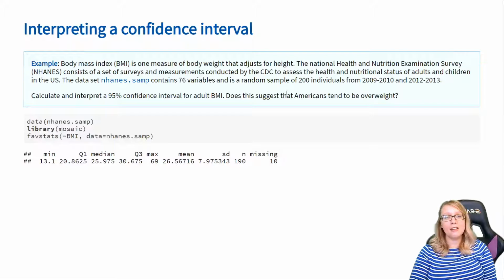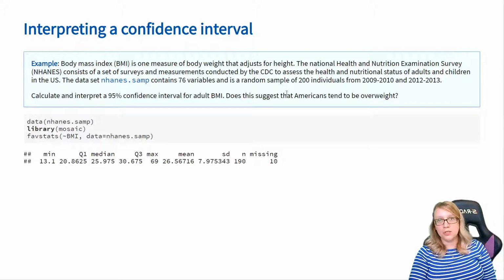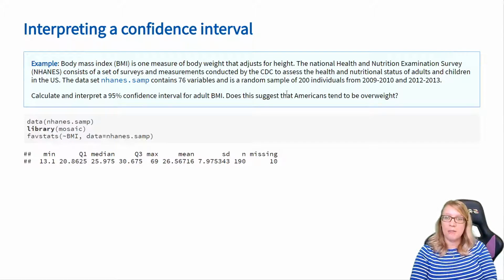Let's take a look at another example of a confidence interval. In this example, we're going to take a look at body mass index as measured by the NHANES data set, or the National Health and Nutrition Examination Survey. We have a data set that contains a random sample of 200 individuals from the 2009 to 2010 NHANES data. Let's calculate and interpret a 95% confidence interval for adult BMI.